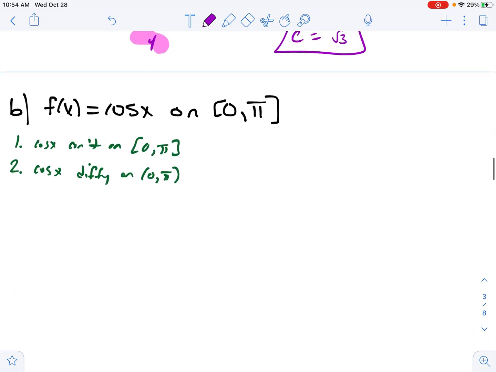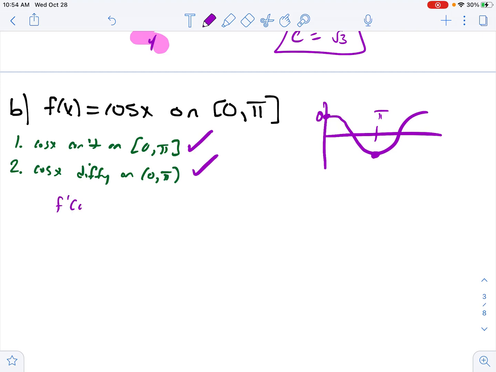All right, cosine on 0 pi. Well, again, cosine is a continuous and differentiable function. Here we're on the interval from 0 to pi. Okay, so yes, continuous and differentiable. So again, we're looking for c such that f prime of c equals f of b minus f of a over b minus a. The instantaneous rate of change at c equals the average rate of change of the function, the average slope of the function here.